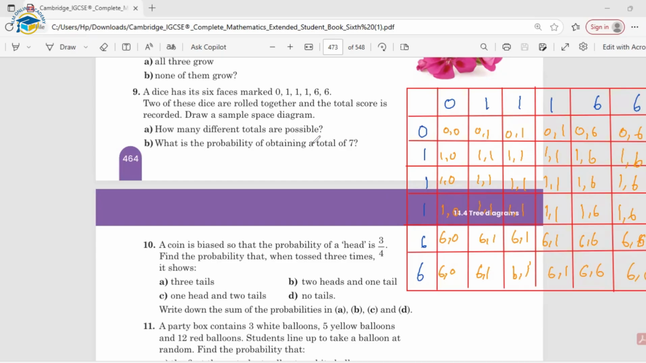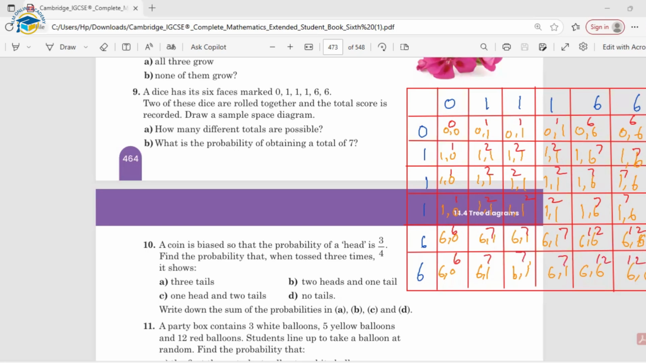So totals, different totals, if I'm going to find out, we can just write them over here: 0, 1, 1, 1, 6, 6, 1, 2, 2, 2, 7, 7, 1, 2, 2, 2, 7, 7, 7, 7, 2, 2, 2, 1, 6, 7, 7, 7, 12, 12, 6, 7, 7, 7, 12, 12.